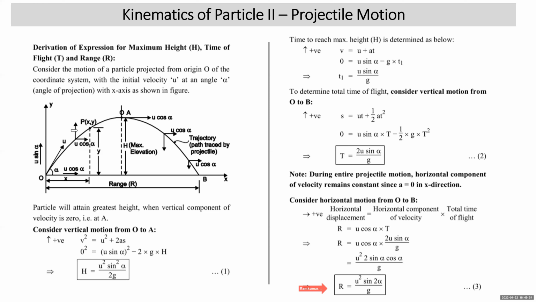Now, to prove that the path traced by the projectile is parabolic in nature, we consider that the particle is at point P after time t having coordinates x and y. I'm changing the slide.